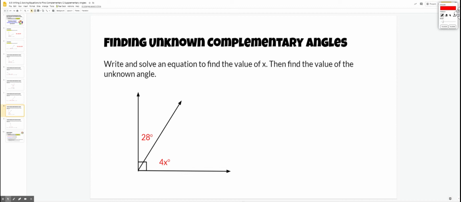Okay, so hopefully your equation looked something like this. 28 plus 4x is going to add up to give me a total of 90. And you could have written this as 4x plus 28. That would be correct as well, because of commutative property, I can add in any order. All right, so I will give you a hint here. You're not going to touch this 4x yet. You're going to start with a positive 28. Go ahead and solve this equation and find the value of x.